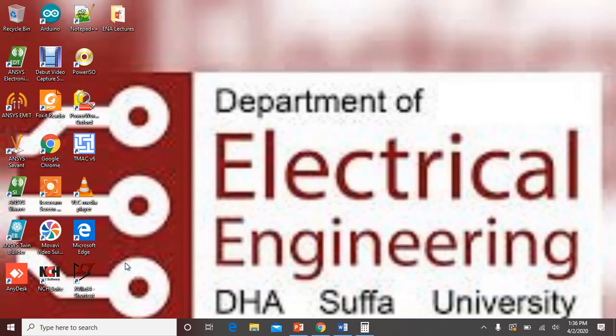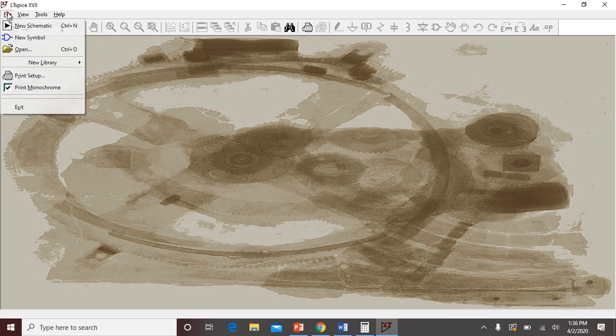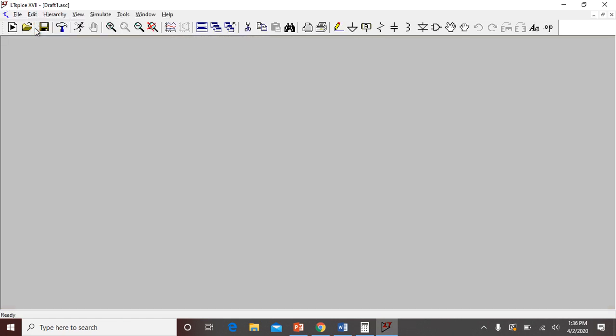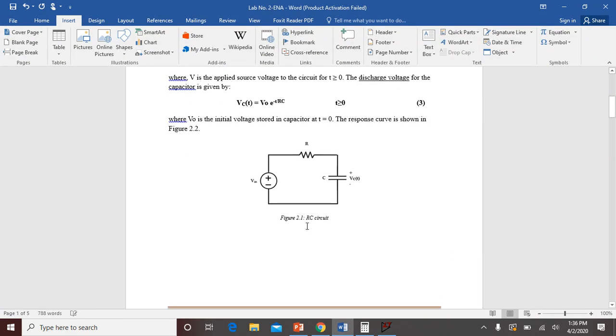Once you do it, the icon will appear here, so you will double click it, and this is the main window for LTspice. To get the schematic window, you will have to select the new schematic from the file option. So now this is your schematic window. We are going to draw our circuit on the schematic window. The circuit was the RC circuit, which is also drawn over here. You can take the reference from here.